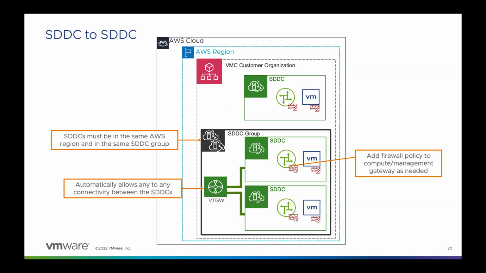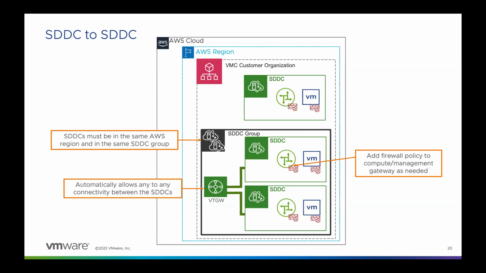It is on the roadmap to have SDDCs within different regions and group them together or have connectivity using that virtual transit gateway. You can also add your firewall policies for your compute and management gateways as needed. So let's say you have an application that has financials, and then you have an application that has your administrative things. When you're allowing this communication between these two, you can still put in firewall rules to specify that you don't want this segment to access and have connectivity to another segment.